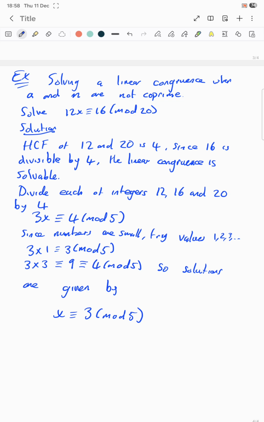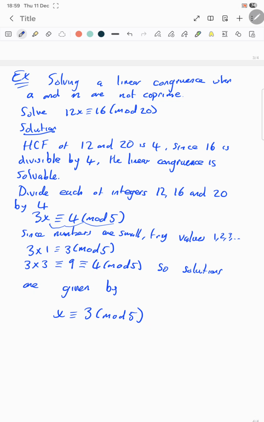Now the solution. The highest common factor of 12 and 20 is 4. Since 16 is divisible by 4, the linear congruence is solvable. So we established that this is solvable. So now we divide each integer 12, 16 and 20 by 4. So we get this here.